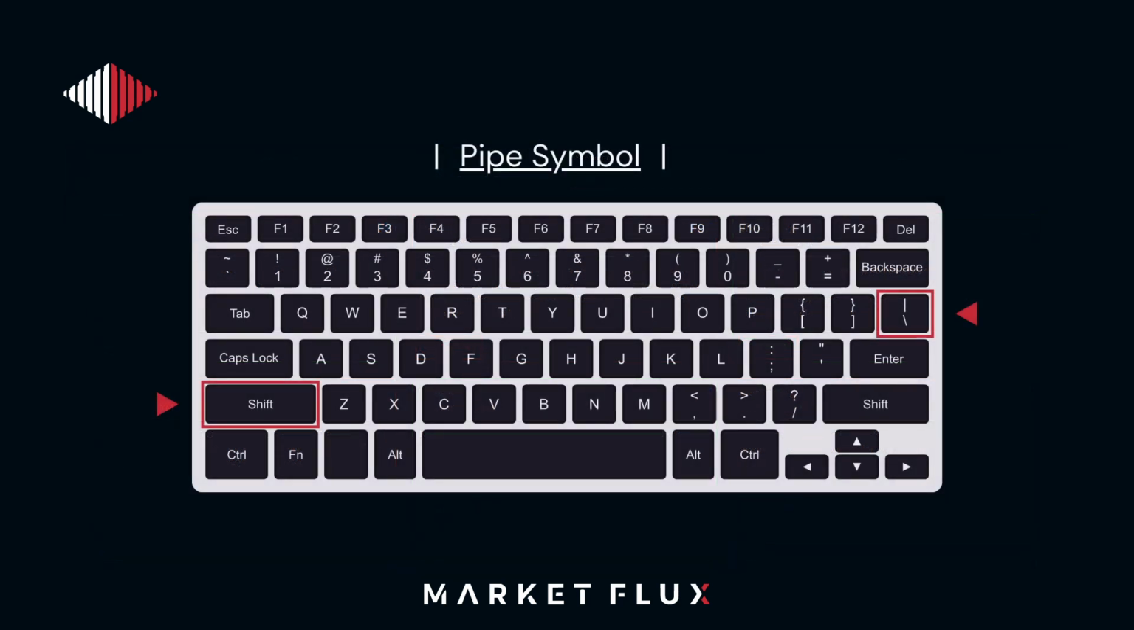You can insert the pipe symbol by pressing on this key found on your keyboard, while once again, simultaneously holding down on the Shift key.